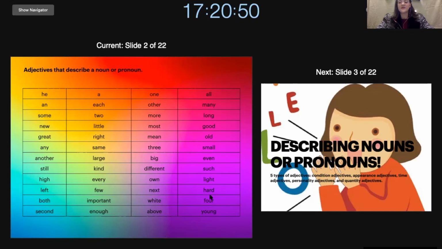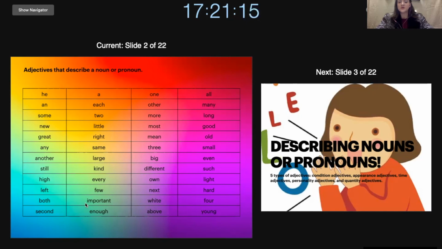So for example, the next word is hard. And hard means something that is difficult to break. So we can say a rock is very hard. Then we have both. Both refers to two things that are going together. So I would like to have both chicken and beef. So you are choosing both options, not just one of them.